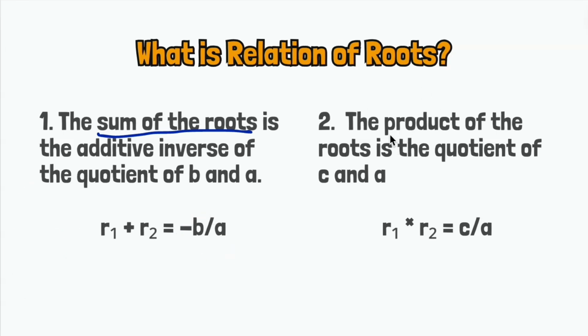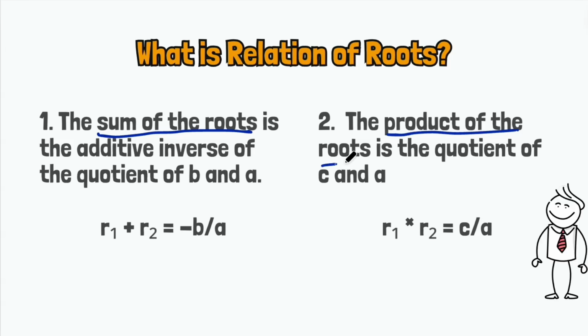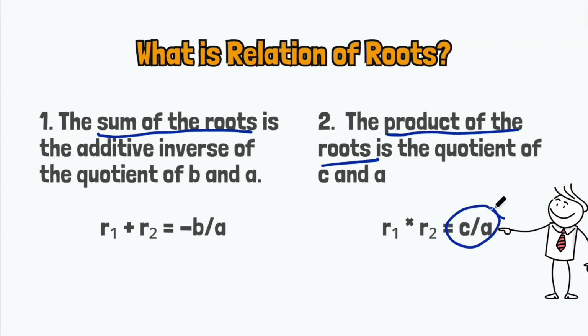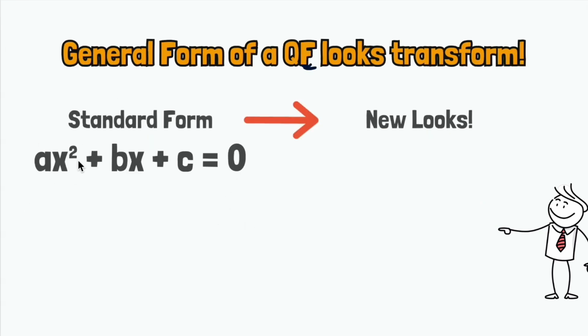The second one would be the product of the roots. Earlier we took the sum. Now we multiply the two roots, and that is equal to the quotient of C and A. Again, B, A, C, A are just coefficients, and we can quickly identify them when we have a quadratic equation in standard form. So, now, I have your standard form.